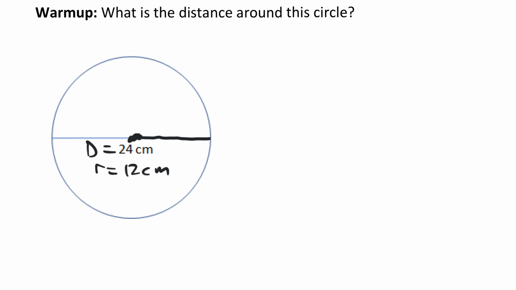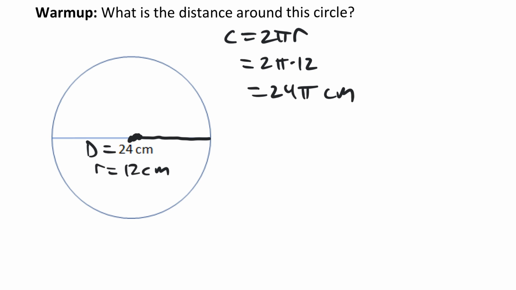And that number can be used in a typical formula. The circumference, or the distance around a circle, is equal to 2 pi r. So the circumference here would be 2 pi times 12, so 24 pi. And then, of course, we'd want to put those centimeters. So that would be the distance, 24 pi centimeters.